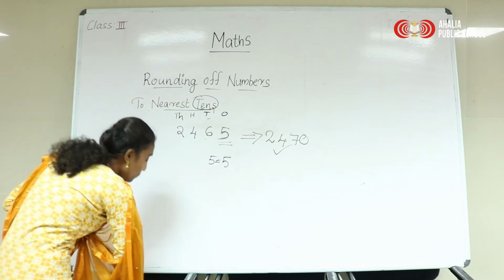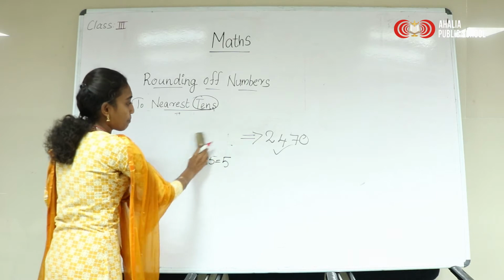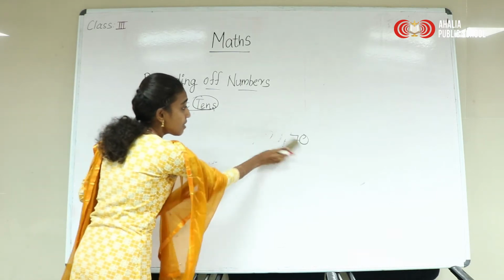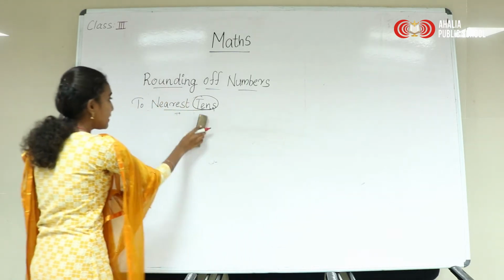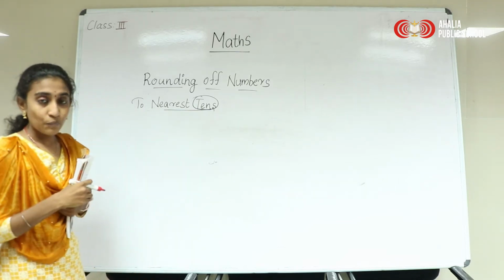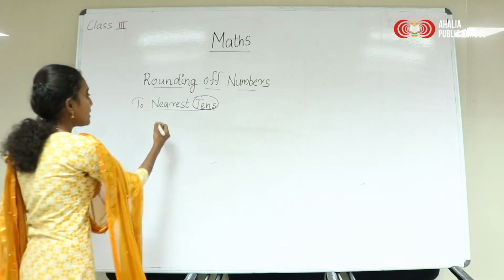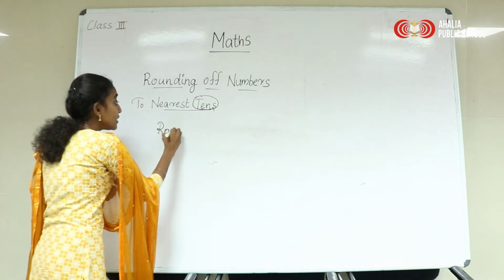Okay. So what we have seen now is rounding up the number. That is, we have rounded the number to the next 10 value. Now let us check what is rounding down.